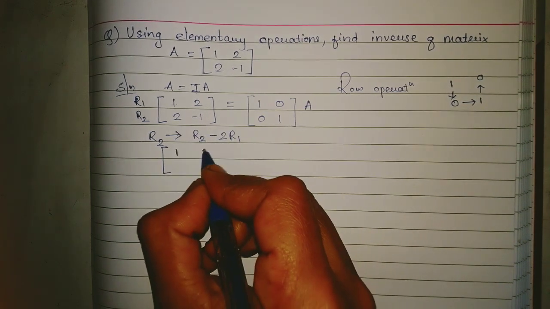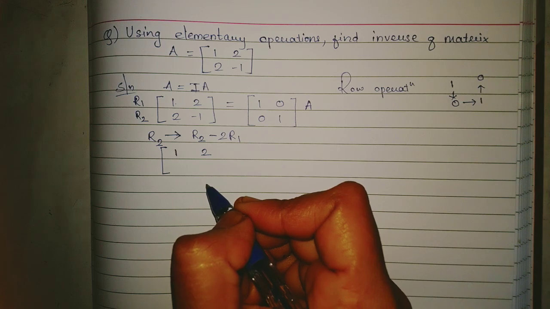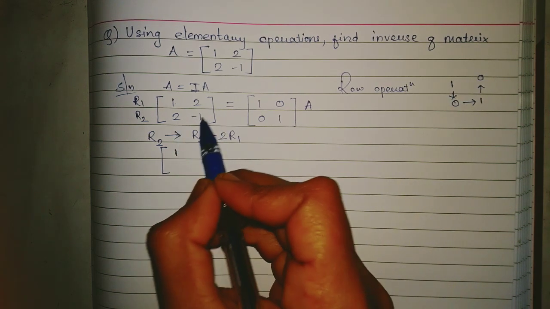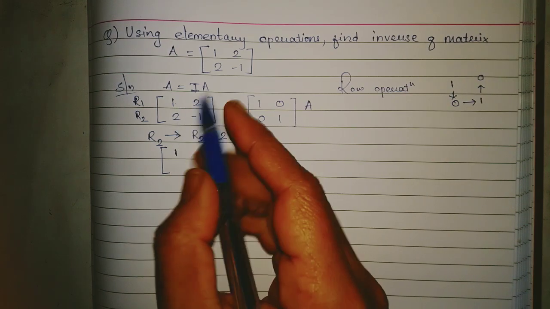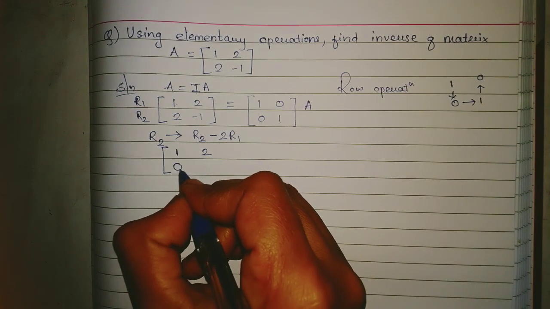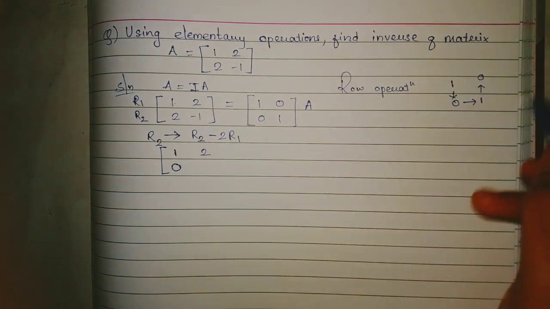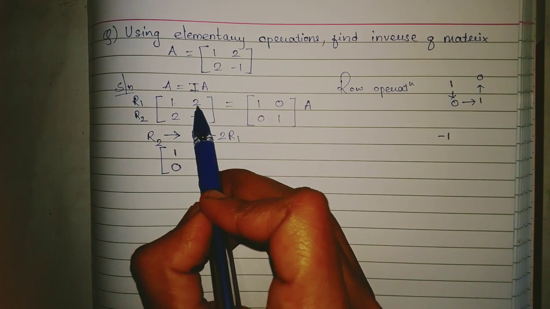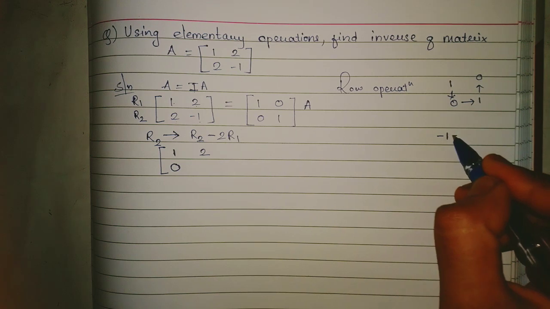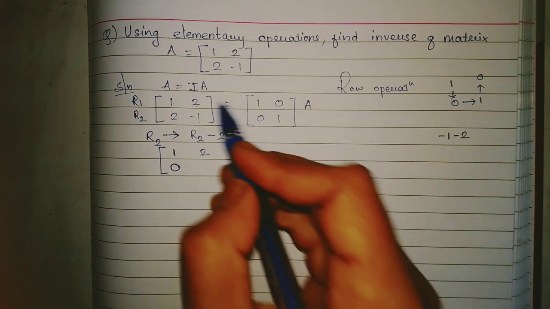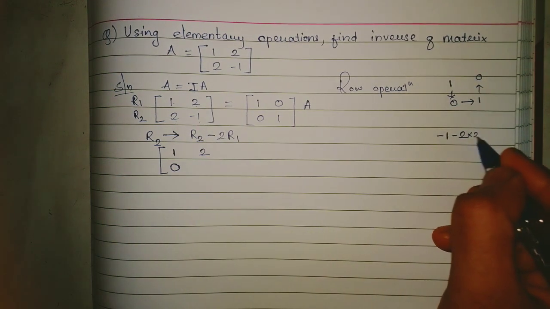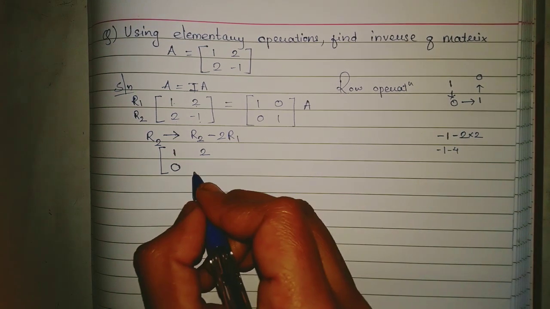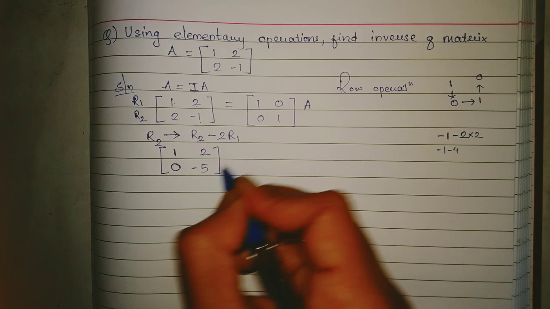Row 1 will be the same. Keep as it is. Now R2 minus 2 R1. So this is 0. Now R2 minus 2 R1. So minus 2 into R1 is 2, right? So this will be minus 1 minus 4. So this will be minus 5.